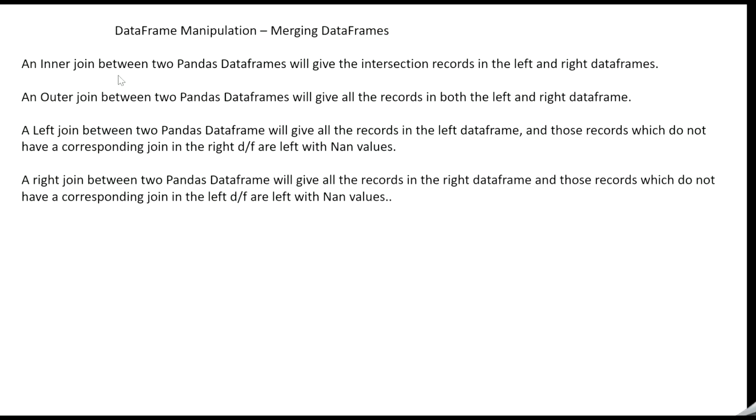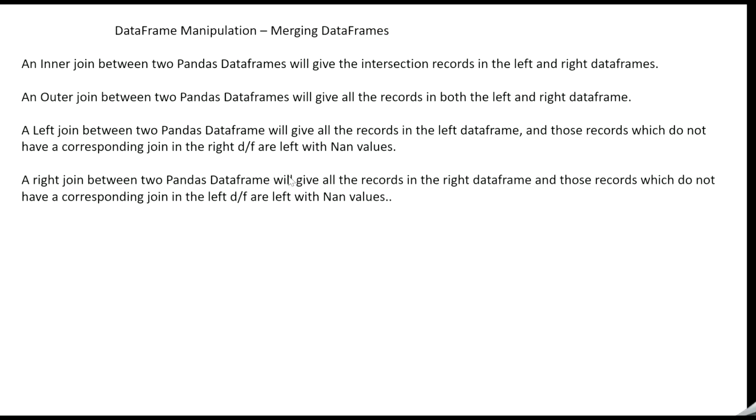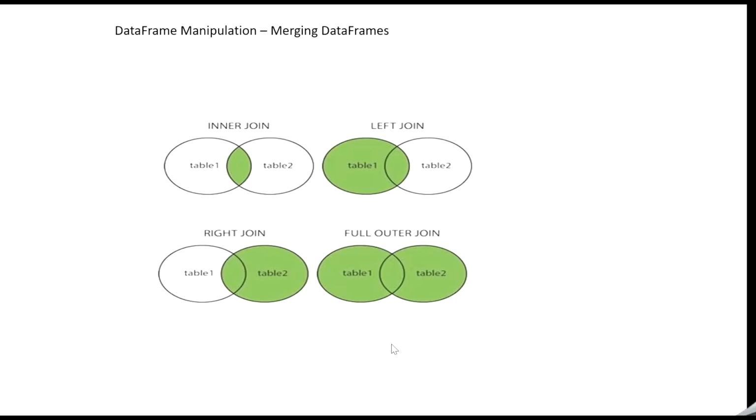So what is an inner join? An inner join between two data frames will give the intersection records in the left and the right data frame. Outer join will give all the records in the left and the right data frame. So outer join gives all the records in the left as well as the right data frame.